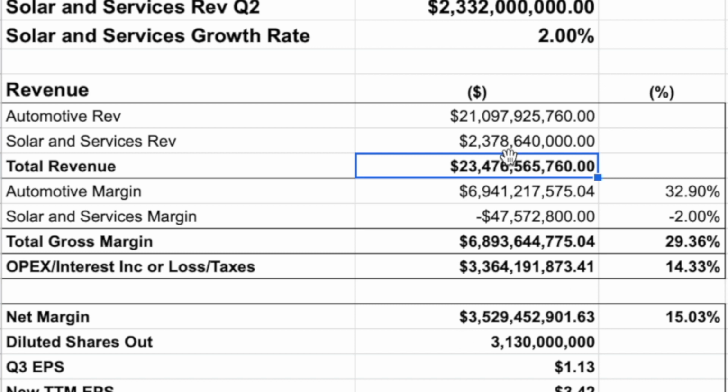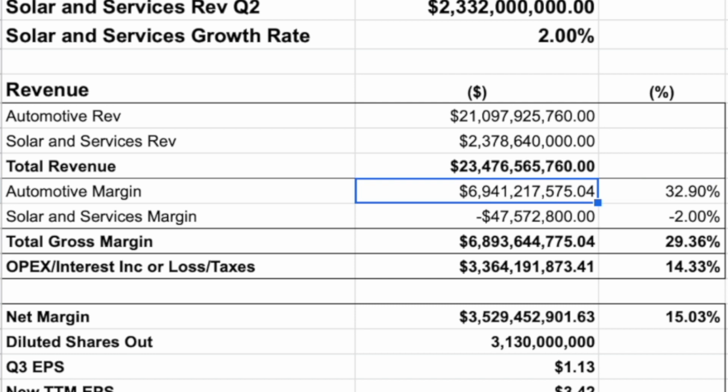Now, if we look down here at the margins, you can see that we're still going to be using a 32.9% gross profit margin on our automotive vehicle segment. The reason why is because I still believe that Q2 was very much an anomaly with the Shanghai shutdown and everything that was going on with Tesla in that quarter. So I want to use what Q1's gross margin percentage was, just because I feel like it's a more accurate representation of what we can actually expect to see the company do here. That will spit us out an automotive margin of $6.94 billion.